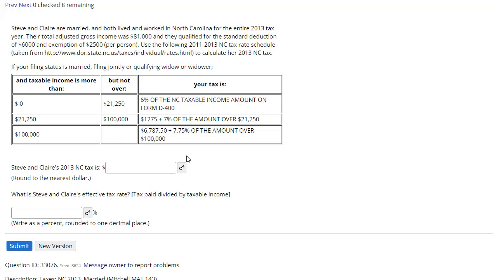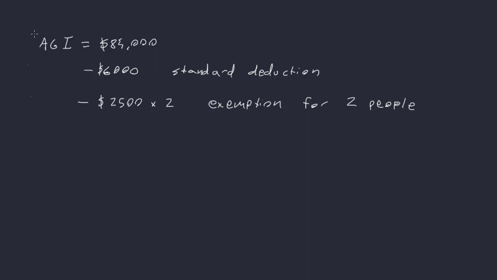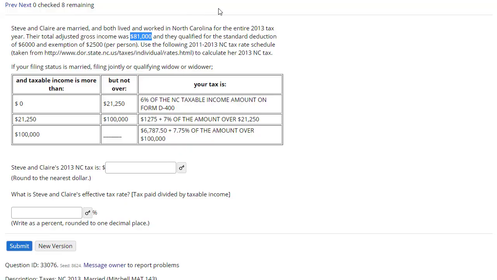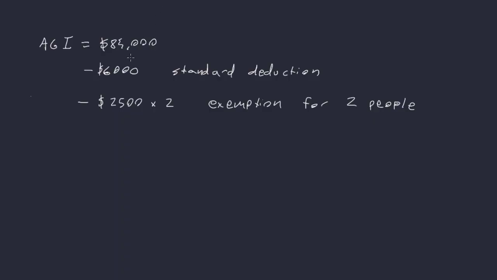Okay, so how we do that is we take the adjusted gross income, which is 81,000, and we're going to subtract the standard deduction, which is 6,000, and the exemption of $2,500 per person. Okay, so back to our workspace, we have the total income, or the adjusted gross income, which is 81,000. I accidentally wrote a 5 there. Let me fix that. So it's 81,000. Then we're going to subtract the standard deduction. We're going to subtract the exemption for 2 people.